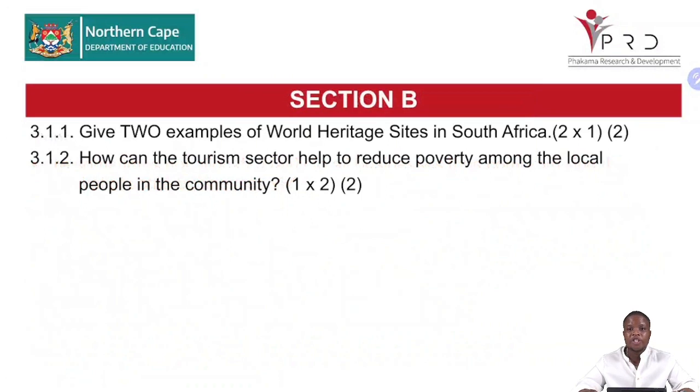Right, we are going to question 3. We have the first question, 3.1.1 and 3.1.2. The first, 3.1, says give 2 examples of World Heritage Sites in South Africa. Number 2, how can the tourism sector help to reduce poverty among the people in the community? You have 4 minutes to respond, then we look at the responses.